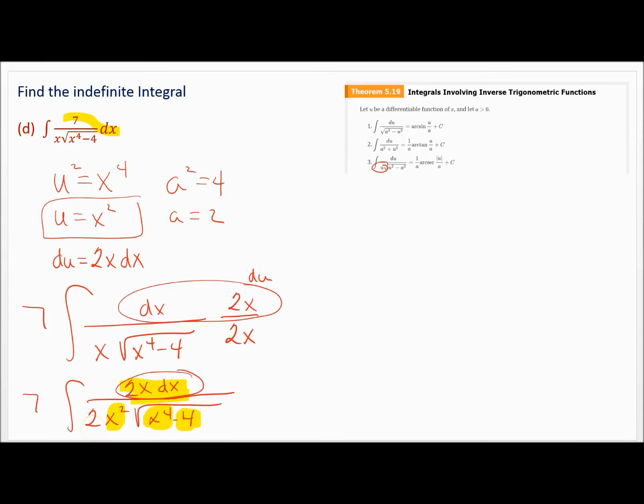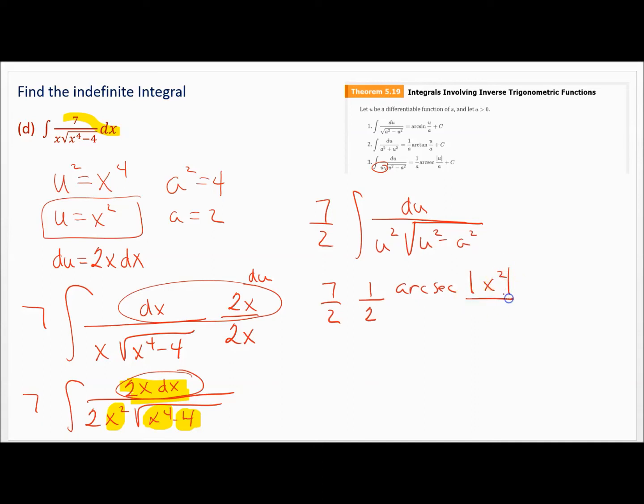What I don't need is that 2. What could I do with it? How about I pull it out front, right? It's a constant multiple. So it's going to give me 7/2, the integral of du over u squared, square root of u squared minus a squared. And we know from the formula that's going to be 7/2. That's 1 over a. Look, I'm looking at my formula here. 1 over a. What's a? a is 2. And this is going to be arc secant of the absolute value of u. What is u? x squared over a, which is 2, plus c.